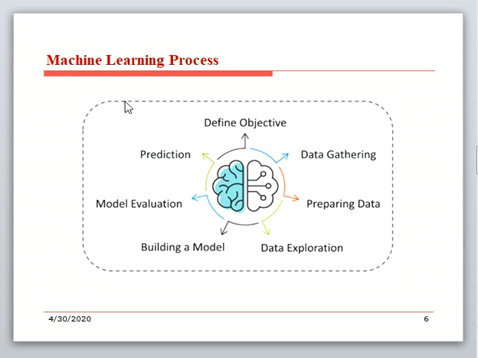I hope you can understand the machine learning process that is involved. Initially the objective is received, data is gathered, data is prepared, then it is explored. We are going to create a model and train that particular model, and this is the training phase and this is the testing phase. If the testing phase is successful, we can tell that the machine learning process is also successful.